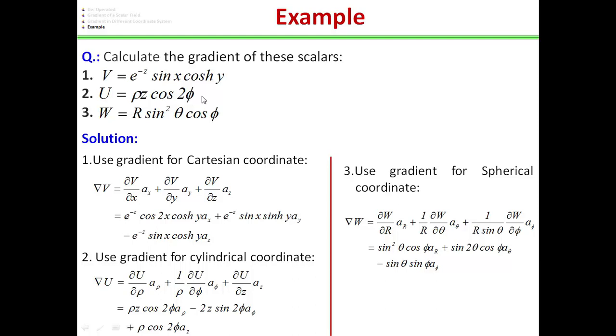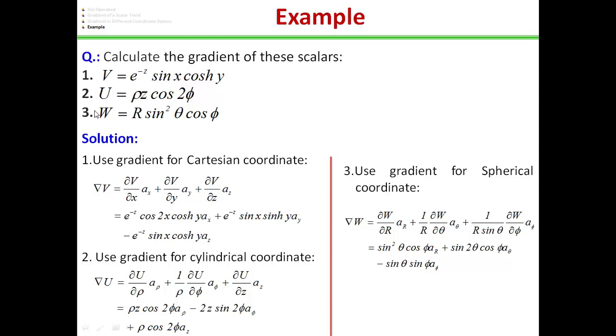And in the second question, U is given in the cylindrical coordinate system, that is rho, phi and z. So in the cylindrical coordinate system, gradient of U can be written as (∂U/∂rho) a rho plus (1/rho)(∂U/∂phi) a phi plus (∂U/∂z) az. And after putting the value of U and differentiating with respect to rho, phi and z, we will finally get del U is equal to z cos 2 phi a rho minus 2z sin 2 phi a phi plus rho cos 2 phi az.